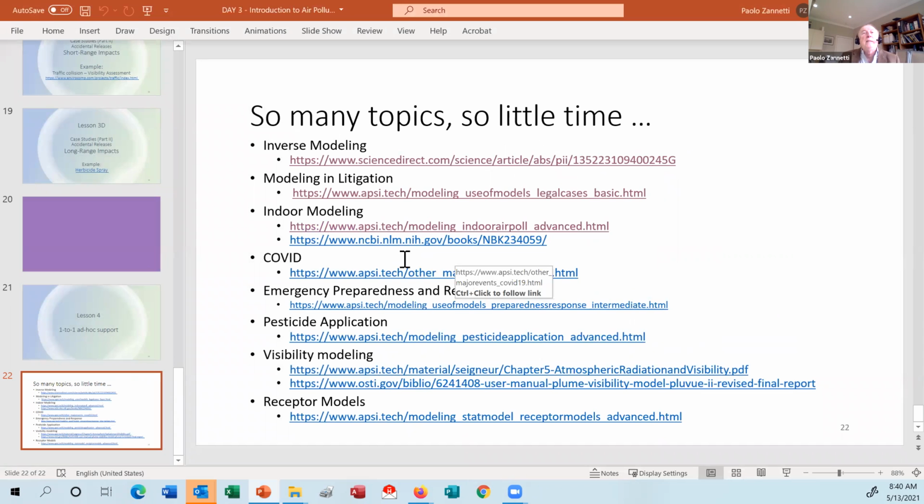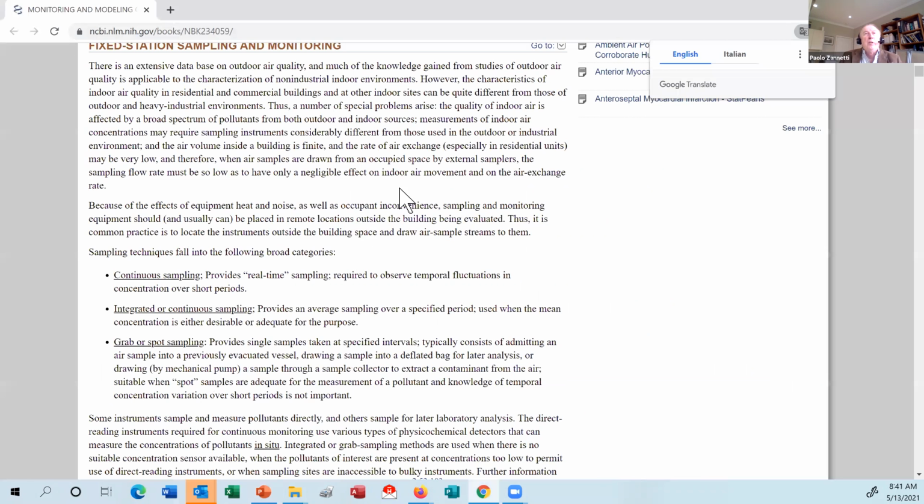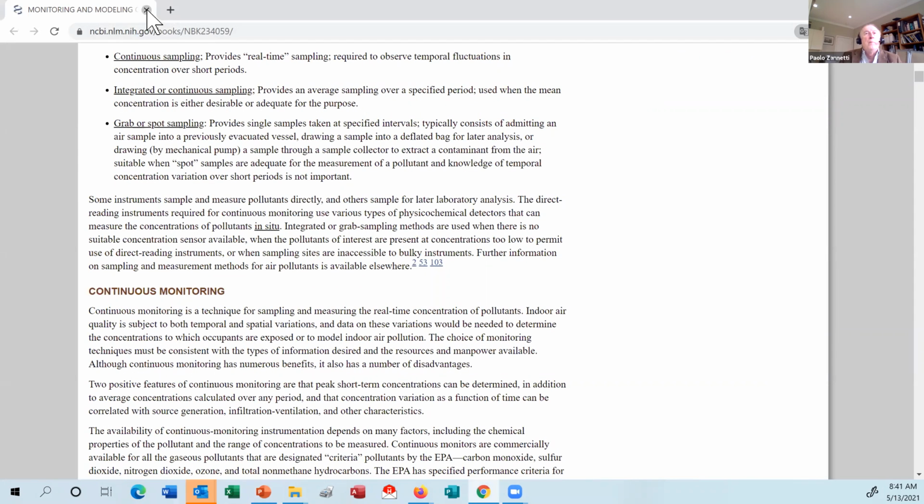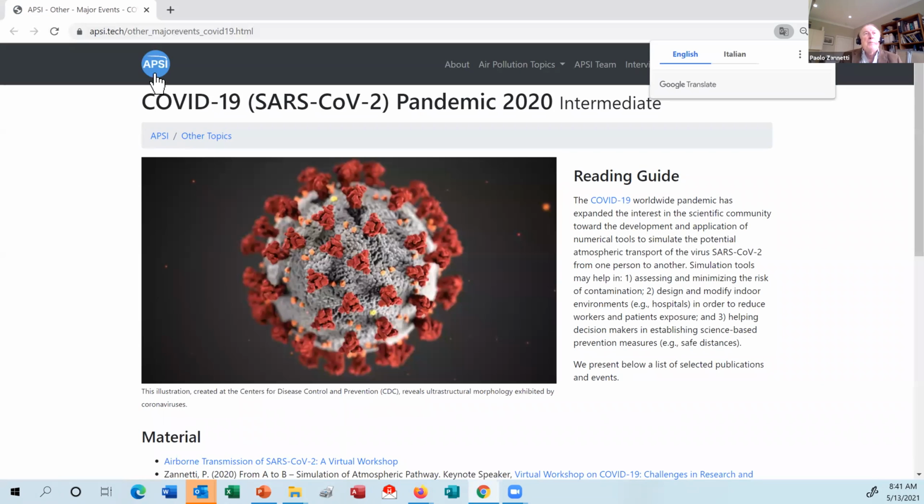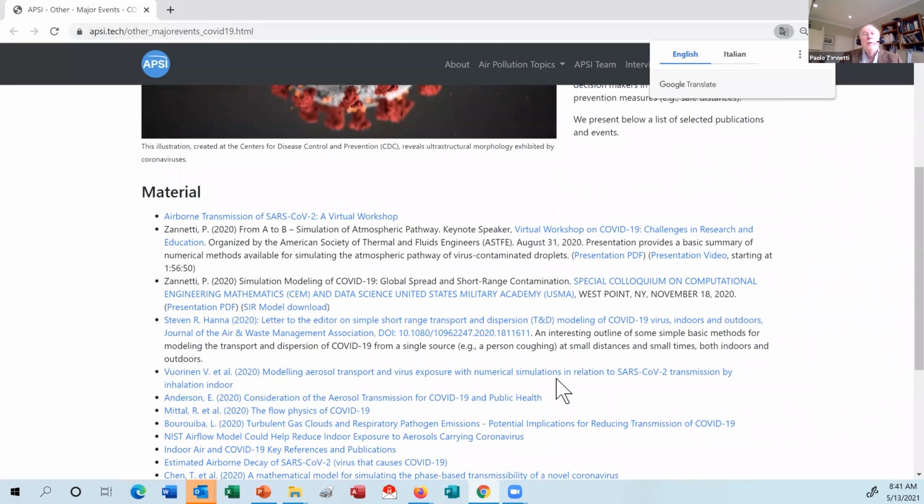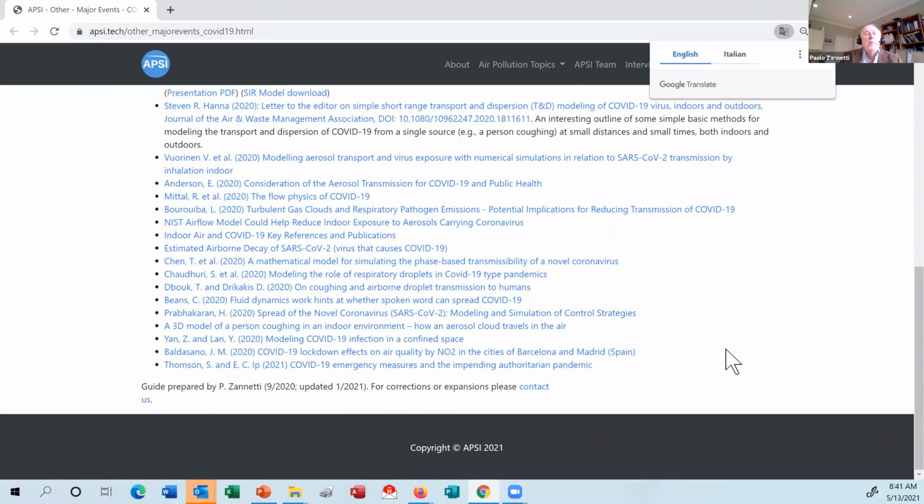Also, I want to mention that there is another pointer here with information about indoor air pollution, a few pages that can be useful for you to start. I wrote this summary of COVID papers, which is on the APSI site. I just collected all the material that was available, and I wrote this and updated it in January 21.